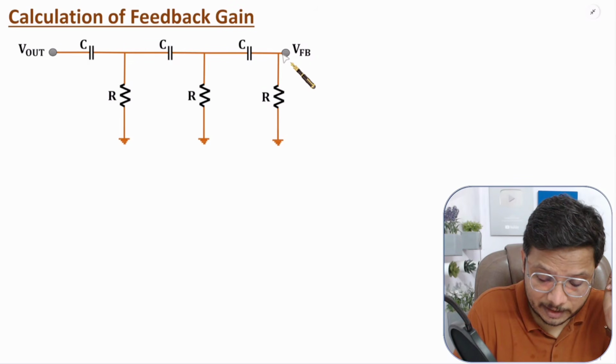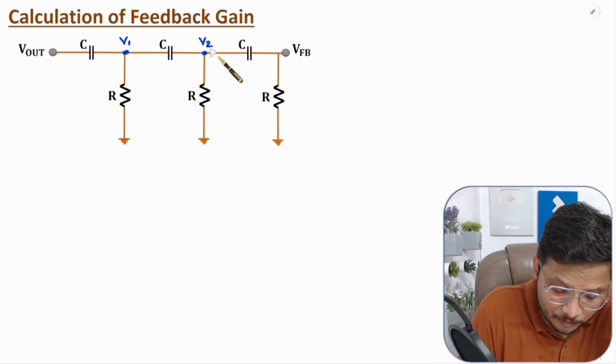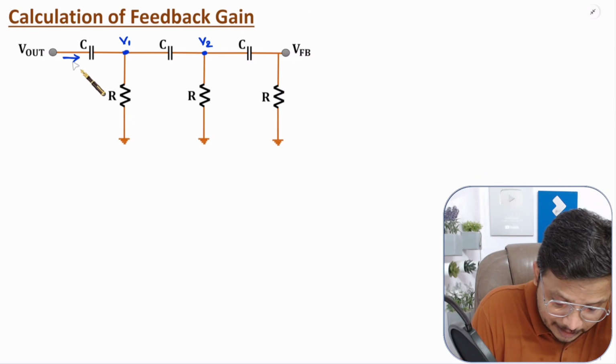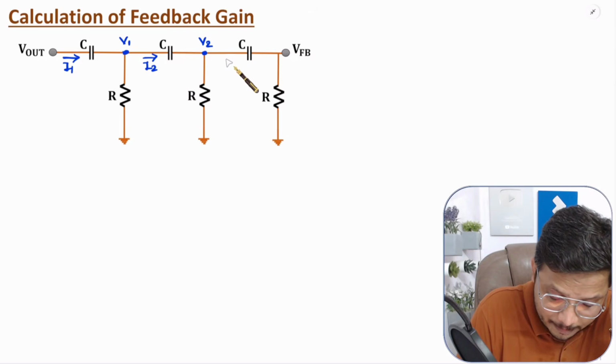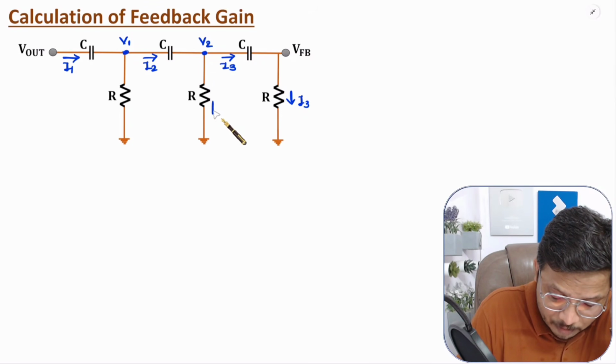So for that calculation, first of all I'll be considering nodal voltages. Let us say here voltage is V1, and here voltage is V2. Let us say through this capacitor current is I1, through this capacitor current is I2, and through this capacitor current is I3. Obviously through this R current will be I3 only, as it is in series with this. But through this R we need to assume current. Let us say it is I dash here, and here it is I double dash.